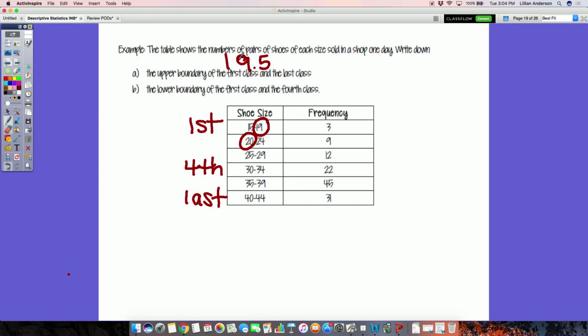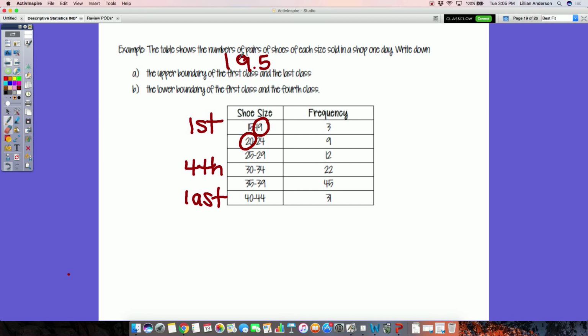So that means when we are going to be drawing our histograms and things like that, that is the value where our first class is going to end. It's not going to end in 19. It's going to end in 19.5. All right? Now for the last class, you do the same thing.